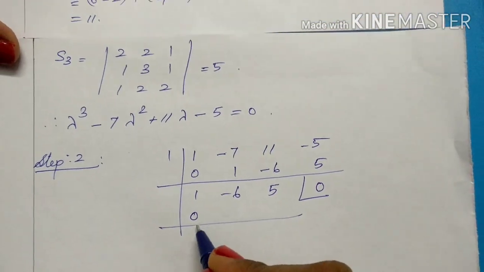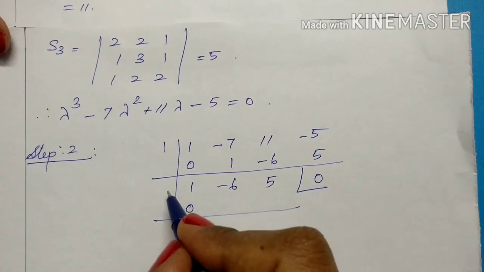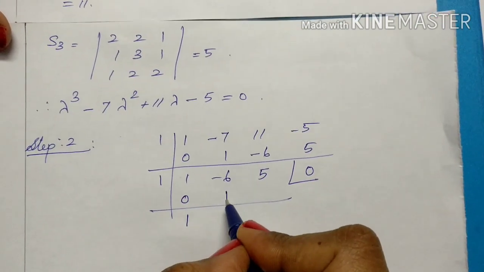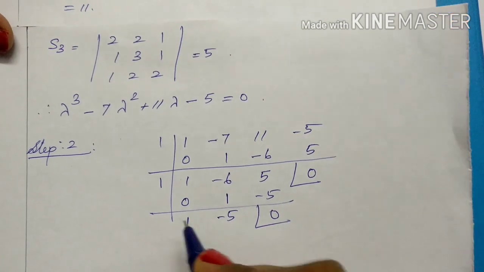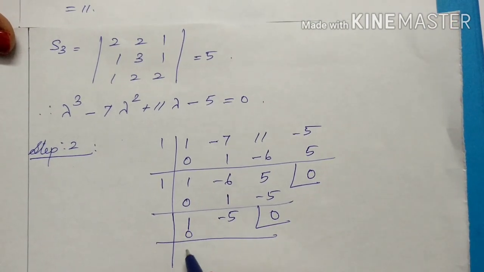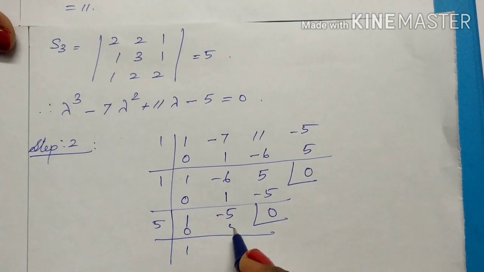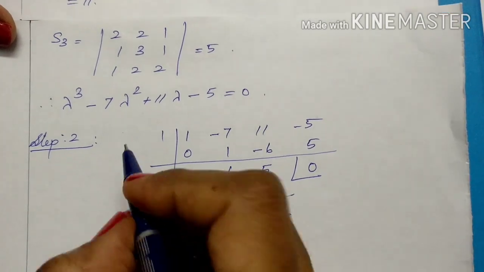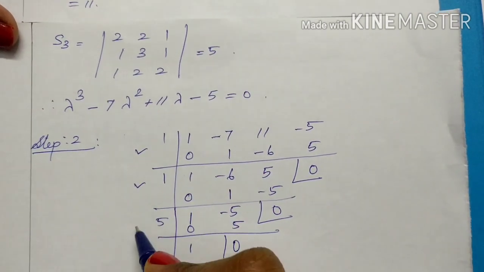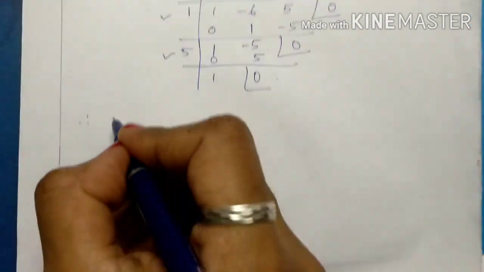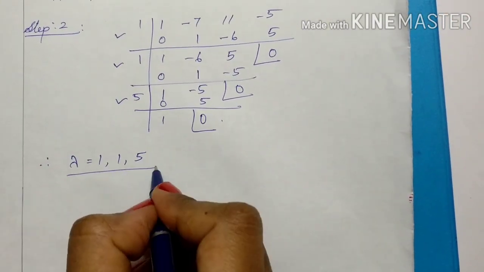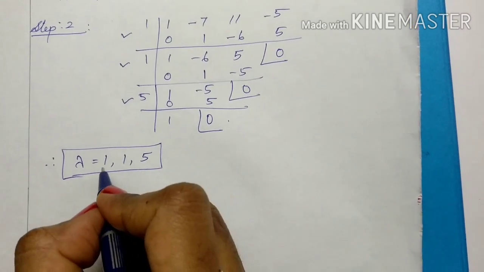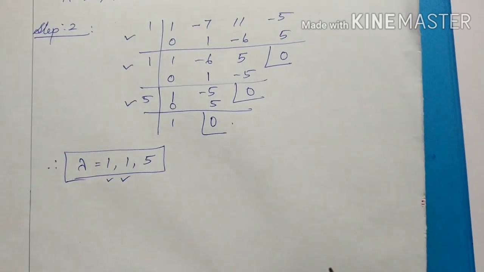I try for the next one. Again with 1, I'll be getting 1 into 1 is 1, so it is minus 5. Here it is 0 again. Now with the third time, it is simply 5, so I'll be getting 0. So my lambda values are 1, 1 and 5. Therefore lambda is equal to 1, 1, 5. These are my eigenvalues. If you could see, the eigenvalues get repeated here.